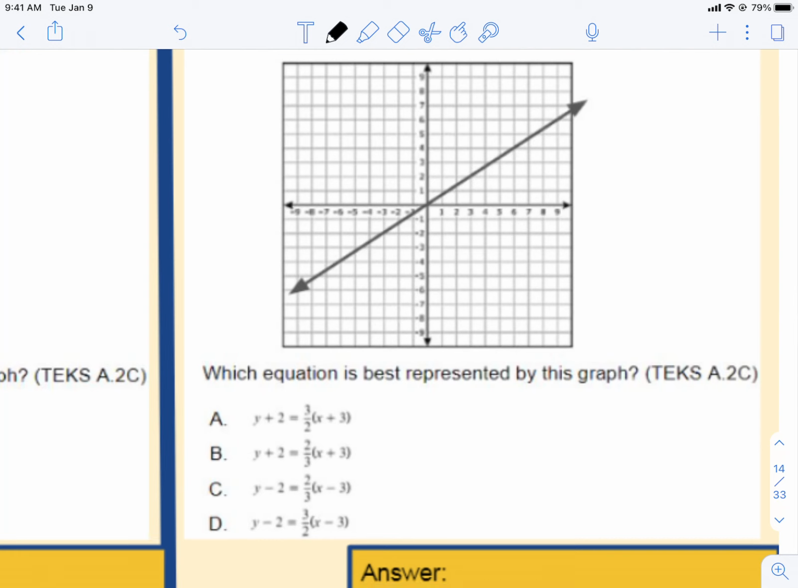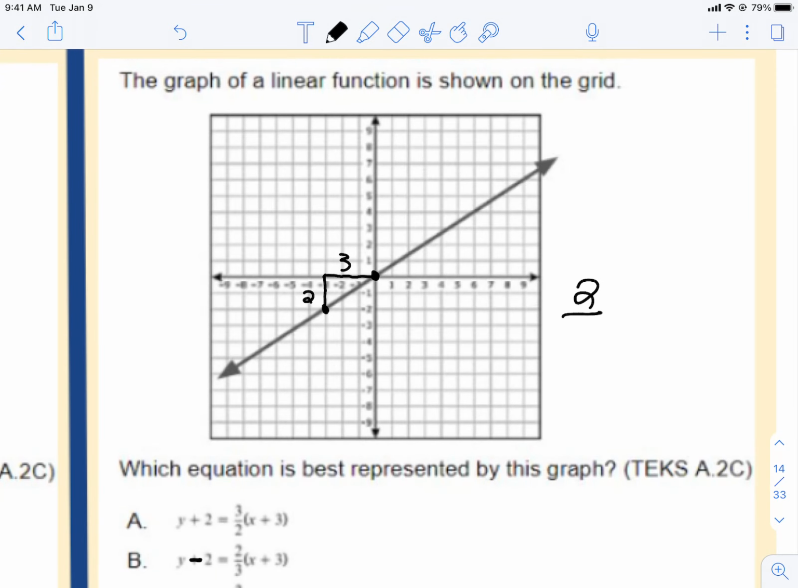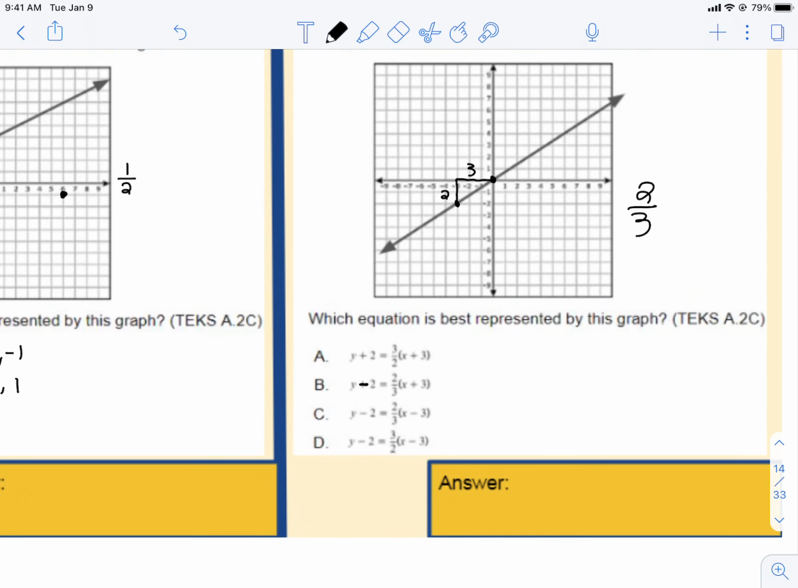For this one, I believe I ended up changing it because you would have gotten 2 answers, so I'm going to change that to just a negative sign. Looking at it, let's identify the slope. From here to, let's say here, I think that's a point. I go up 1, 2, so my rise is 2, my run is 1, 2, 3. So rise over run is 2/3, which means I can eliminate answer choices A and D.